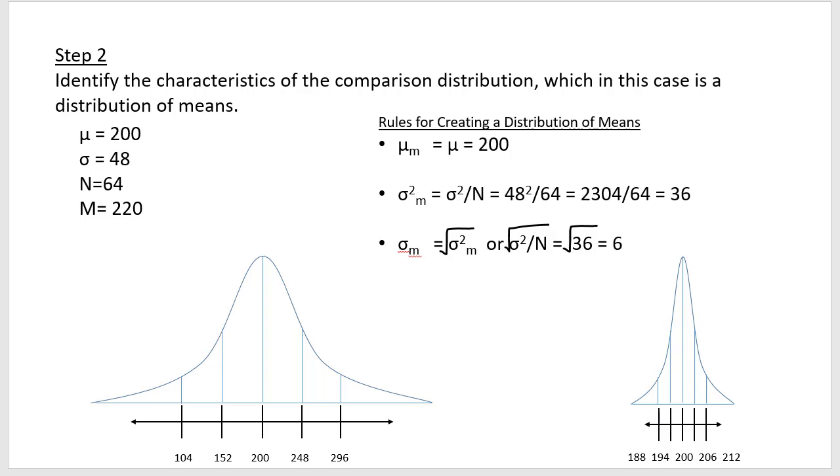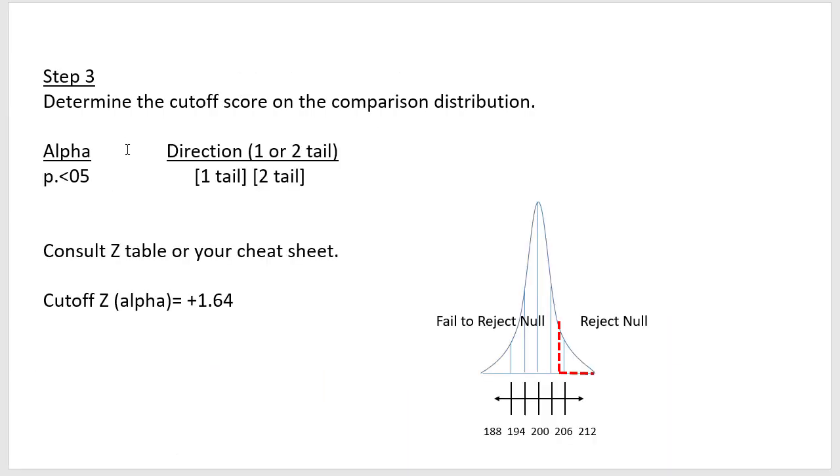Step 3 is largely the same, but the difference is that we're going to use the distribution of means as our comparison distribution. So step 3, we need to determine the cutoff score on the comparison distribution. We're going to use an alpha level of p less than 0.05, or alpha level equals 0.05. The direction, one-tailed or two-tailed, well, we haven't really talked about that.